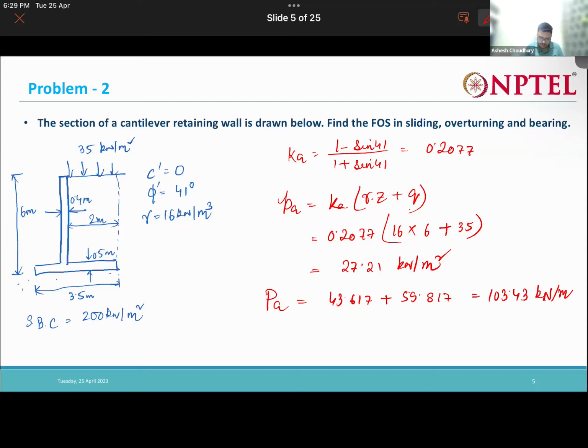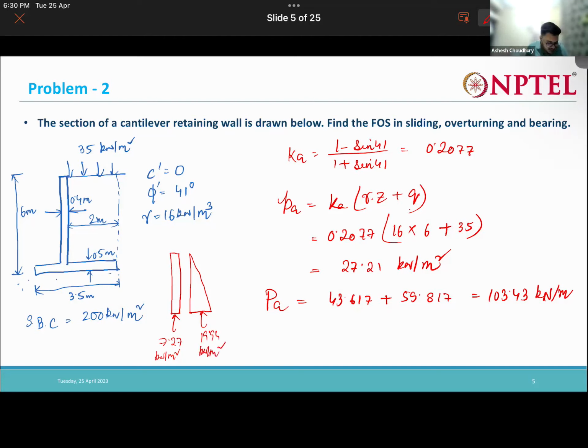Let us just draw this one. I will minimize this and draw here, right? So you have this part and also this part. This value is nothing but K into Q, so 0.2077 into Q, which is 7.27 kilonewton per meter square. And this value is 0.2077 into 16 into 6, which is 19.94 kilonewton per meter square.